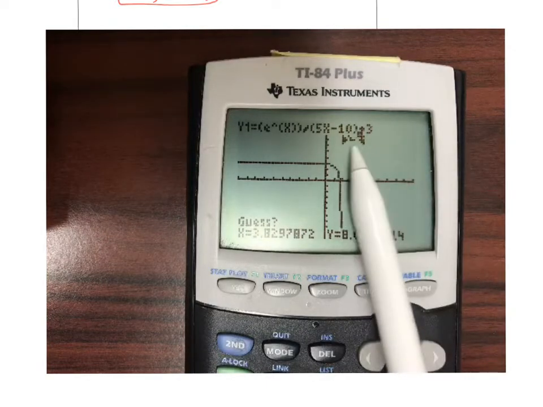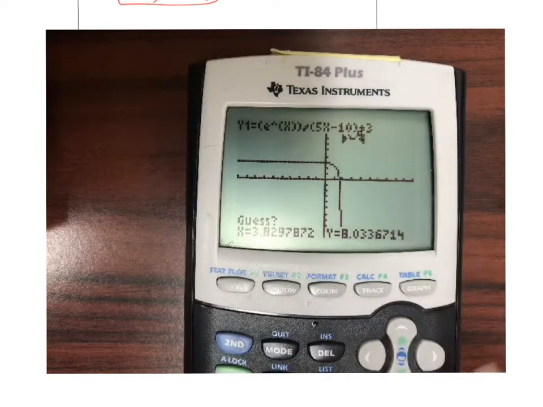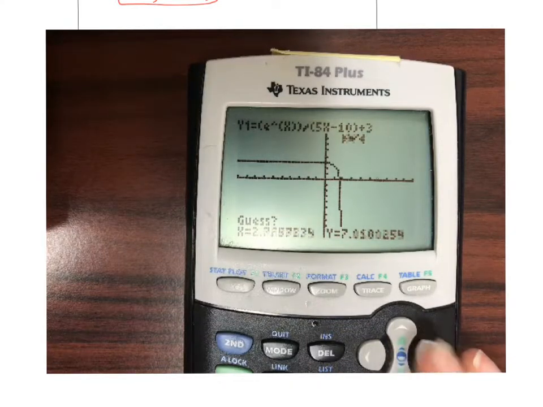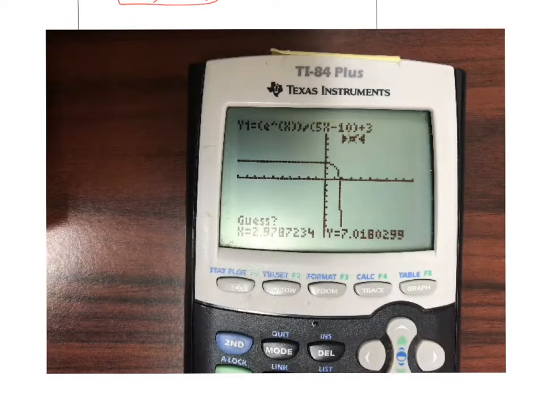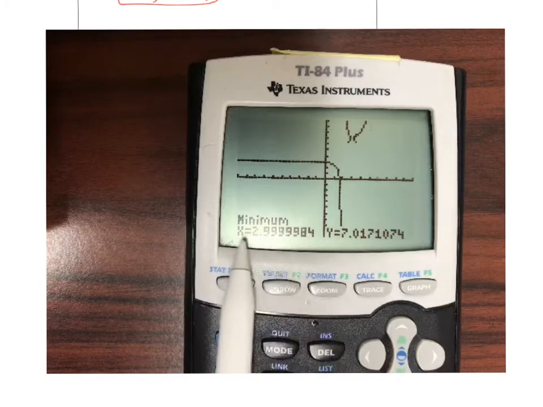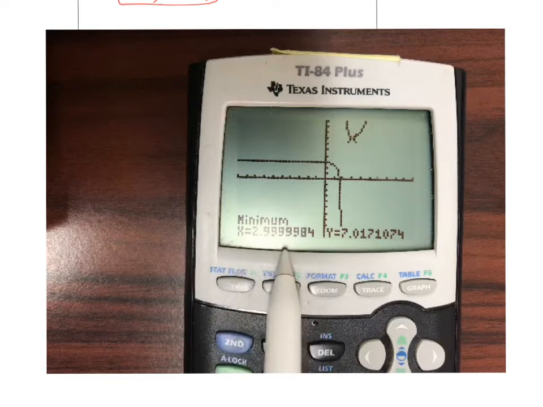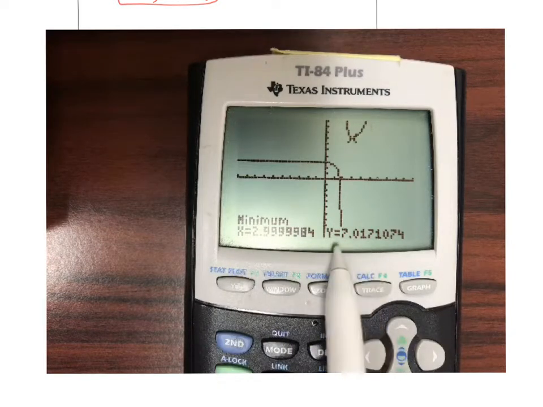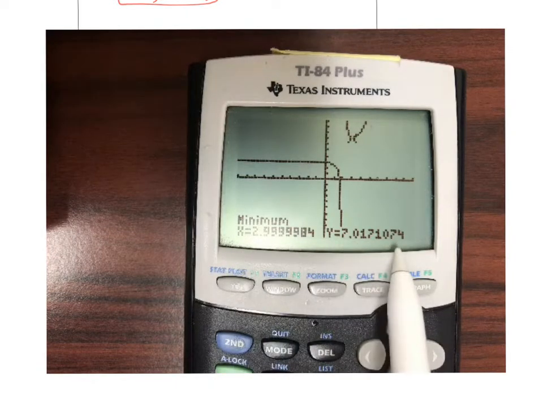So now it shows these arrows and it's going to calculate the minimum in that space. And then I'm just going to line my cursor up with about where I think it is and hit enter. And so it says that my minimum is at essentially 3.00 and then 7.02.